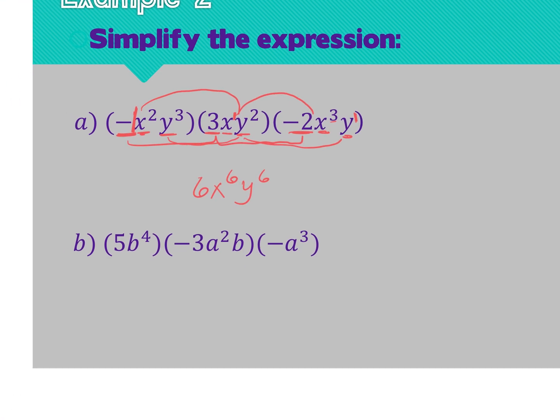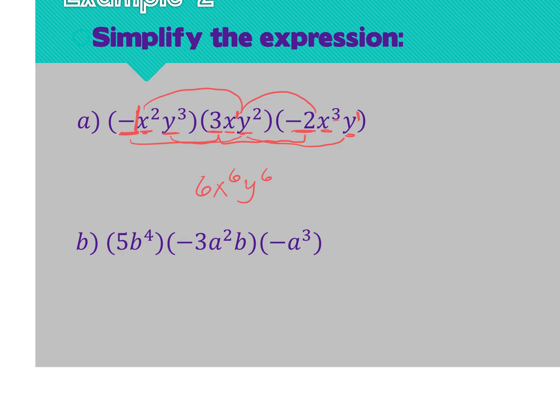All right. Same thing with example B. Right. Again, if you don't see a number in front, you assume it's 1. So I'm going to do coefficient times coefficient times coefficient. 5 times negative 3 times negative 1 should get me a positive 15. B to the second and b, those are the only two b's there, so these are going to be what I multiply together. This is going to get me b to the fifth. And then a to the second and a to the third is going to get me a to the fifth.